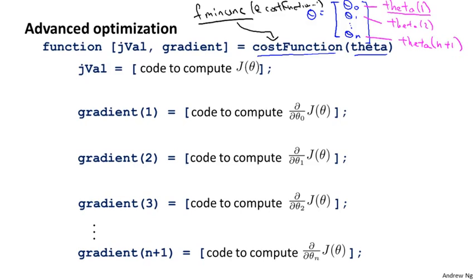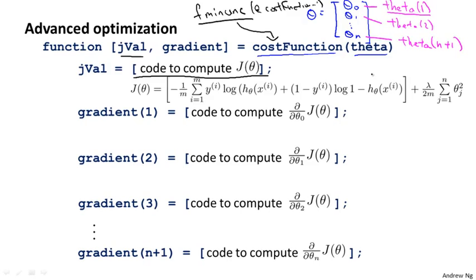The two main things that the cost function needed to return were, first, jVal, and for that we need to write code to compute the cost function J of theta. Now when we're using regularized logistic regression, of course the cost function J of theta changes, and in particular our cost function needs to include this additional regularization term at the end as well. So when you compute J of theta, be sure to include that term at the end.